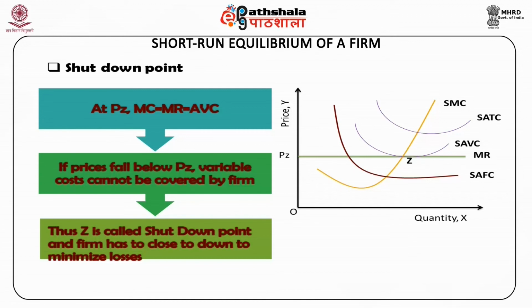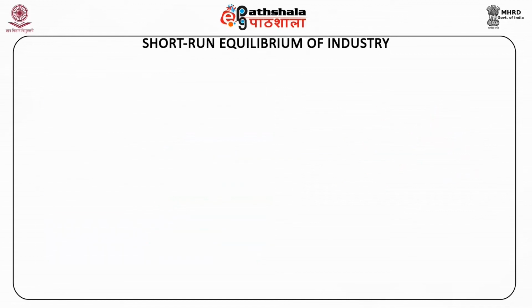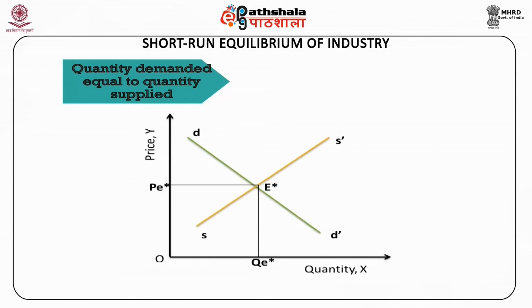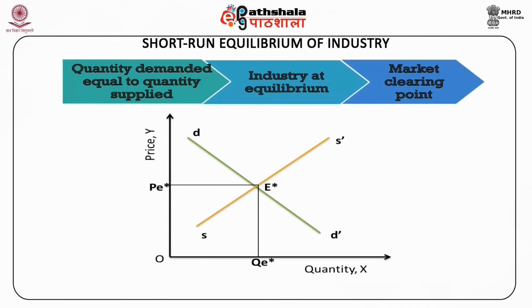If the price falls below the PZ, the firm does not cover its variable costs and it is better off closed down. In the short run, the industry will be in equilibrium at the price at which quantity demanded will be equal to the quantity supplied, and at that price the market clears. In the figure, DD dash represents the industry demand curve and SS dash represents the industry supply curve.